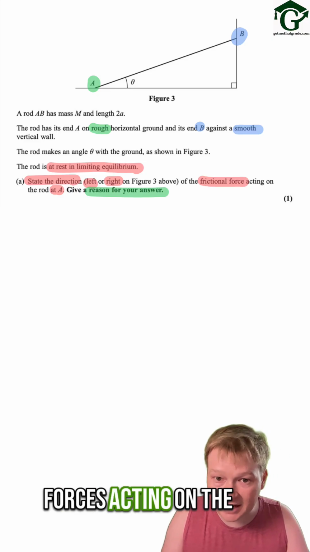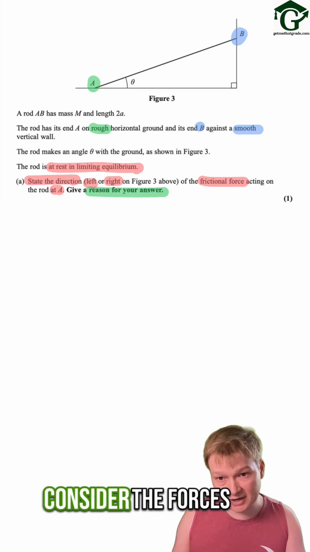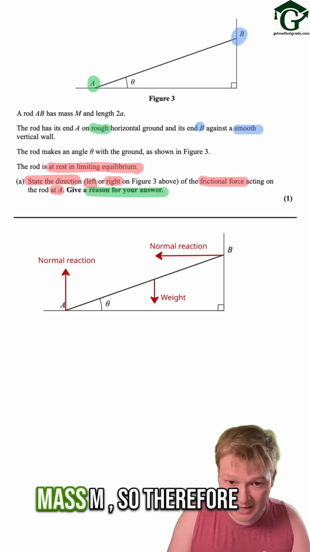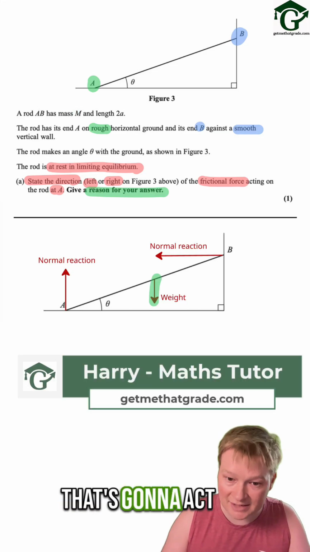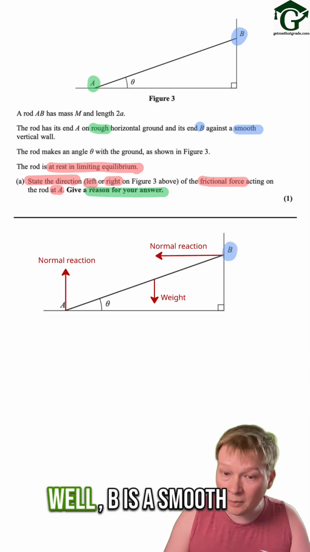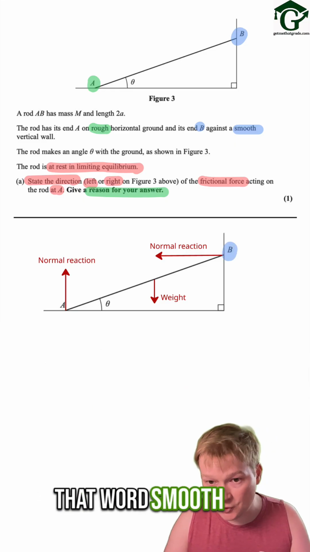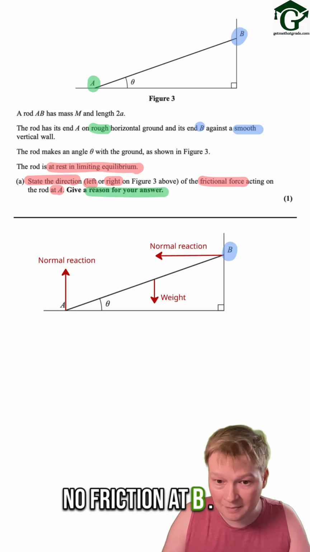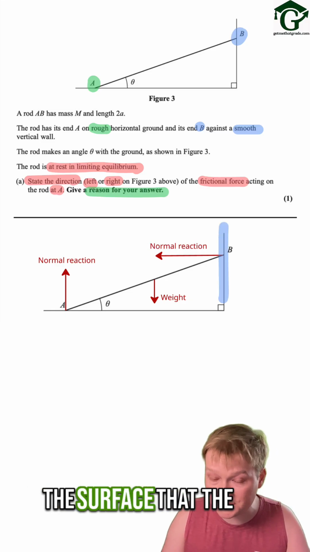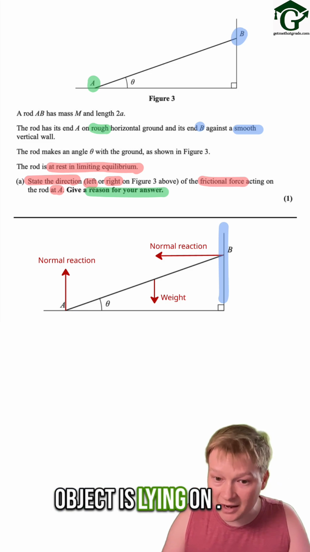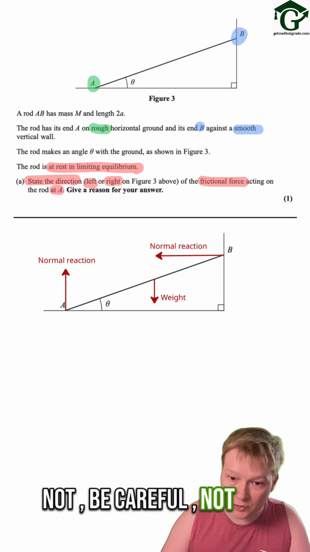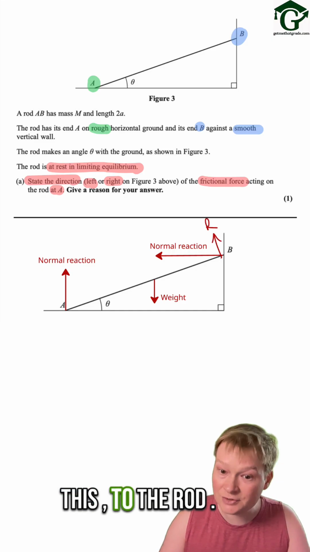Let's think of the forces acting on the rod here. So I'm not going to consider the forces acting on the wall or the ground, just the forces acting on the rod. Well, the rod has a mass m, so therefore it's going to have a weight. That's going to act vertically downwards towards the centre of the earth. What about the force at B? Well, B is a smooth wall. That word smooth indicates that there's no friction at B. The only force would be the normal reaction. Remember, the normal reaction is normal to the surface that the object is lying on. So it's at 90 degrees to the wall. Not, be careful, not at 90 degrees like this to the rod, be careful.